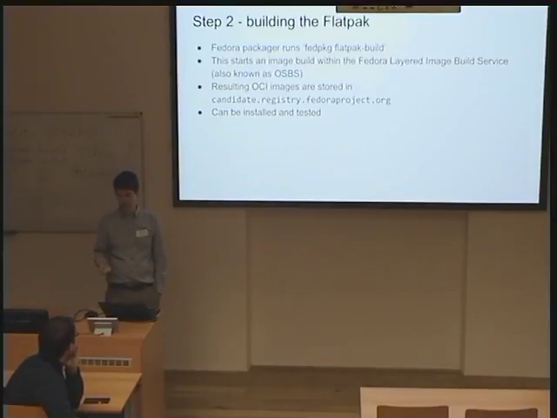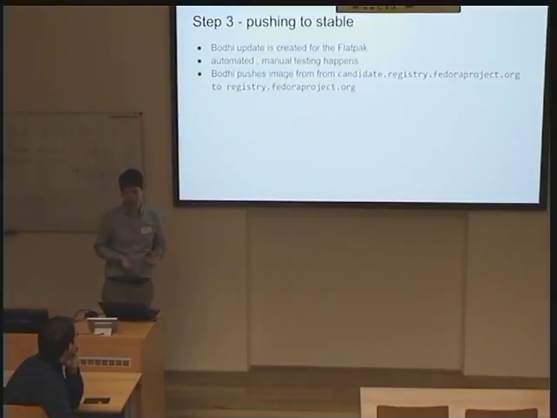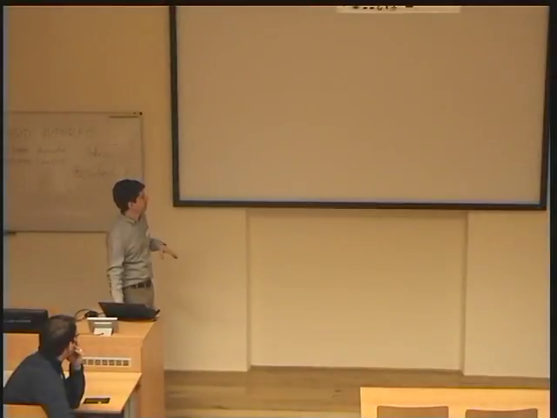So how do you get it from this candidate registry to the final registry? Well, that's the last step. This is not done yet, but it will look a lot like doing a package update. You need to create a Bodhi update saying, here's what changed. And then you can do testing, either automated testing or manual testing. And then once pushed to stable, it'll be copied over to the stable registry. So that's, in very brief outline, the steps involved.